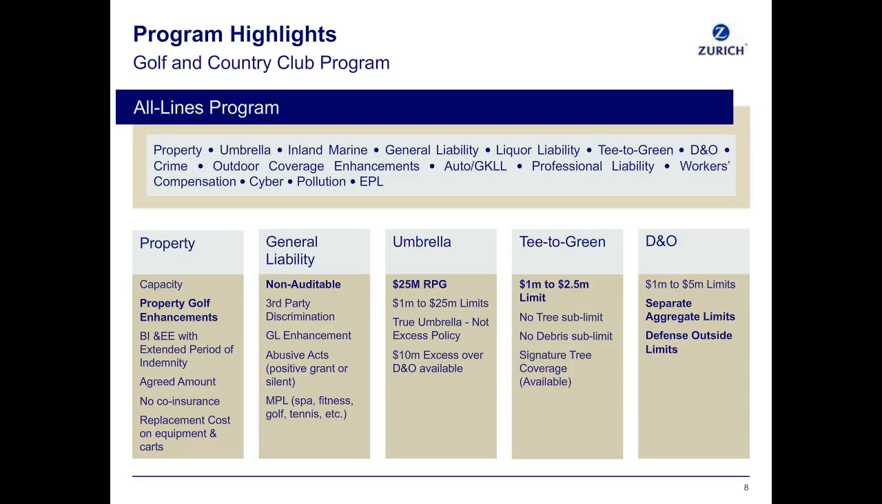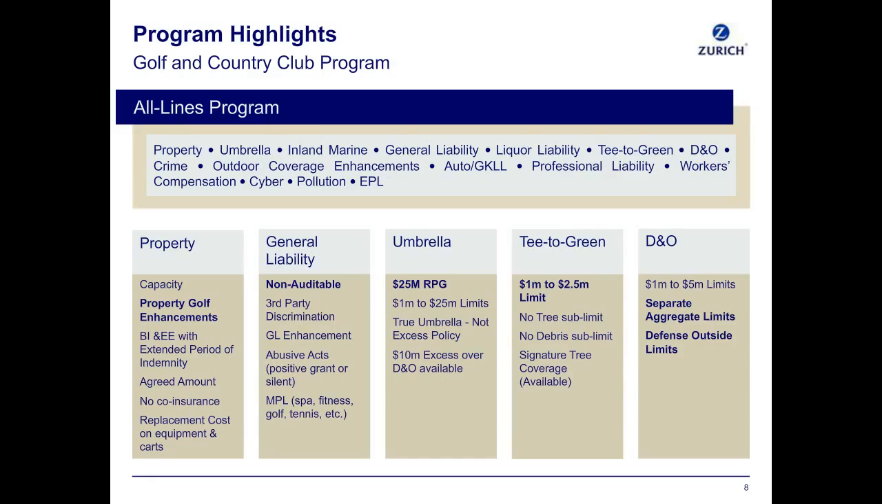The biggest feature in what makes us a golf program is the tee to green or golf course coverage. With all the crazy weather that we've had across the country over the past 3 years, this is an area that most clubs will focus on when they're reviewing your proposal. Zurich's form is considered one of the broadest in the marketplace, and we offer a $1 million or a $2.5 million limit for this coverage.